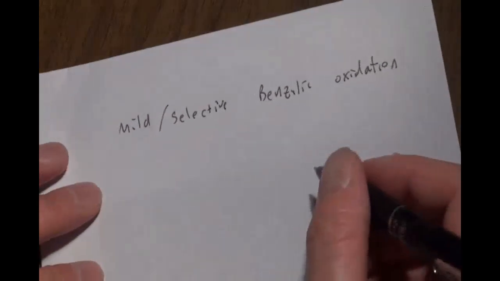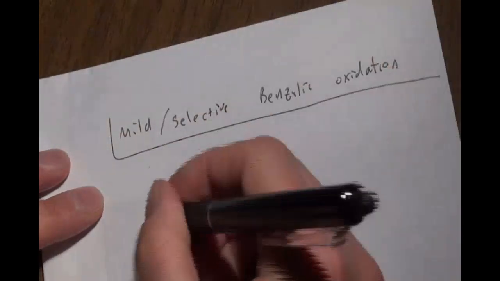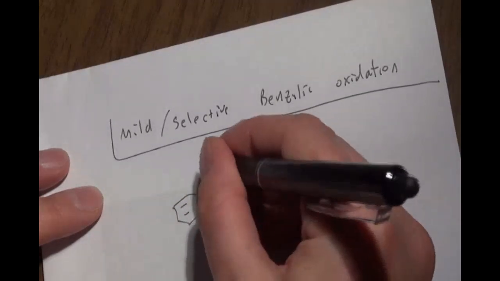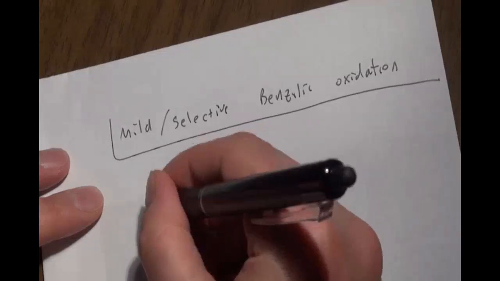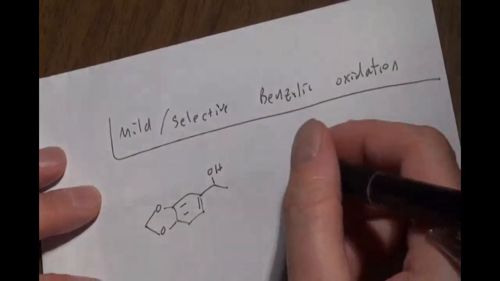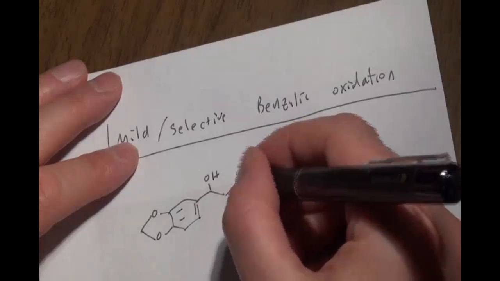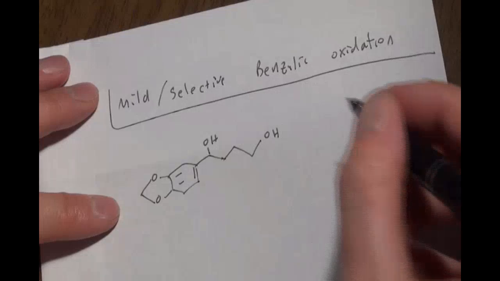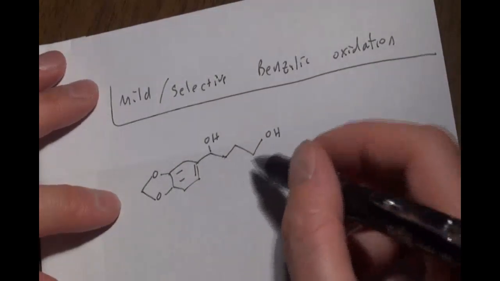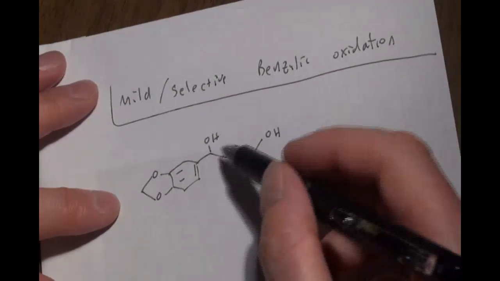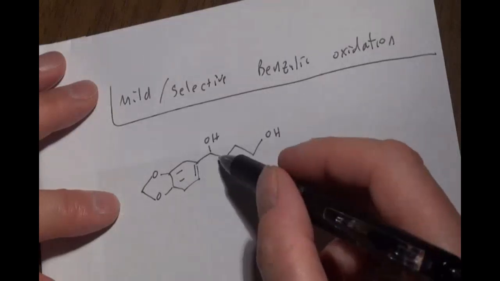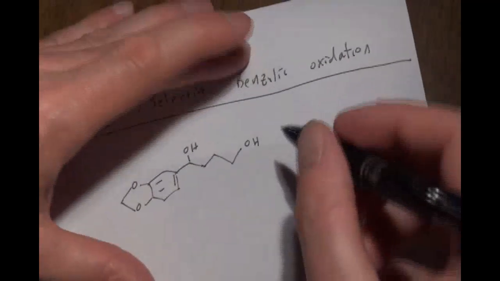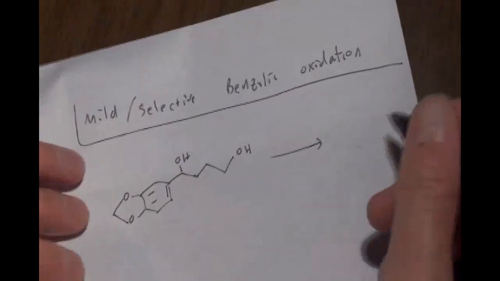If you have, like, a benzylic alcohol, we'll say, make the molecule more interesting. We have a benzylic alcohol and also a primary alcohol. If we think about normal oxidizing reactions, like PCC, it would probably oxidize both of these, right? PCC would oxidize that secondary alcohol to a ketone, and this would be oxidized to an aldehyde. Is there a way to selectively oxidize the benzylic position?